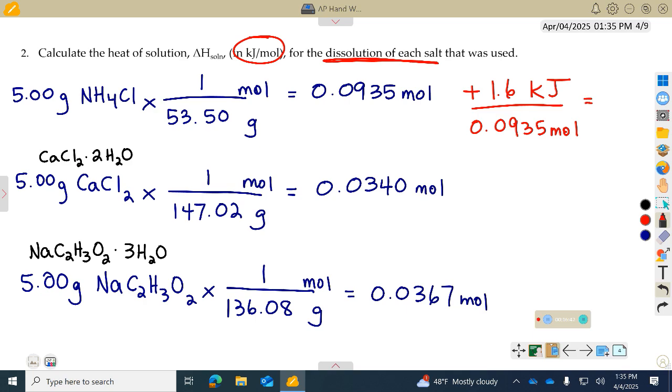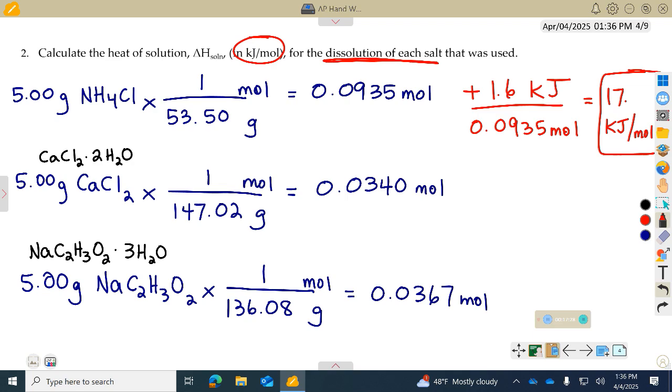All right, let's see what we get. 1.6 divided by 0.0935. All right, I might say something like positive 17 point... No, I might just leave it at 17, if I only go 2 sig figs, I guess. And that would now be kilojoules per mole. Sometimes they call it the molar heat of solution. It's a constant. It's a number that you should be able to look up on a chart. So with my data, it looks like dissolving ammonium chloride absorbs 17 kilojoules per mole.